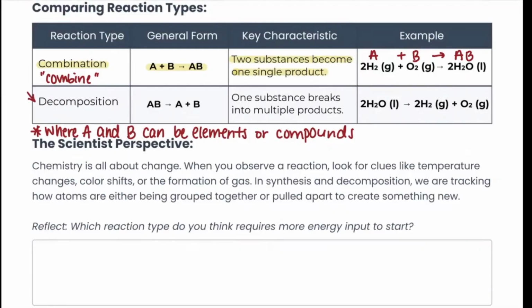But a decomposition reaction, that's the opposite. You see, instead of building something up, you're breaking a compound apart. The general pattern looks like this. You start with AB, and that produces A reacting with B. So you're starting with one compound, and you're breaking it down into simpler substances.